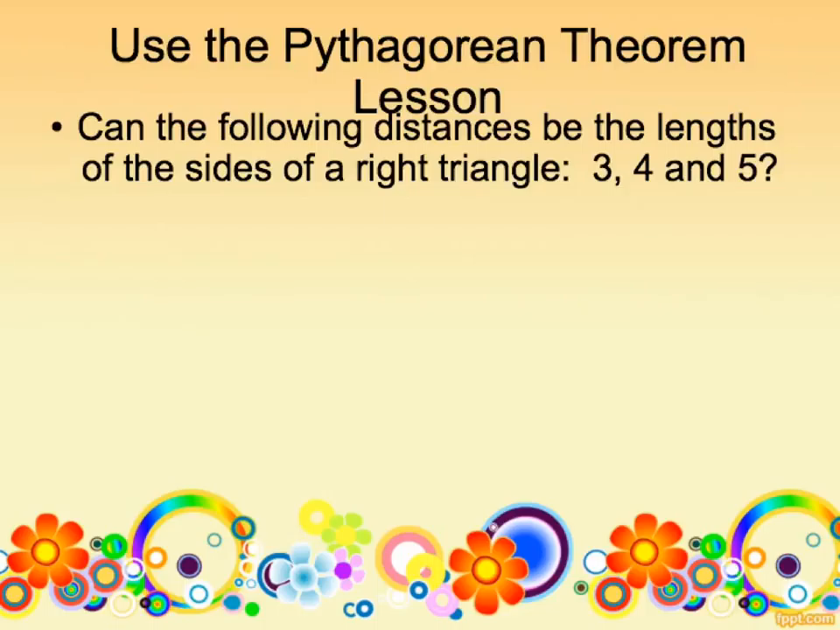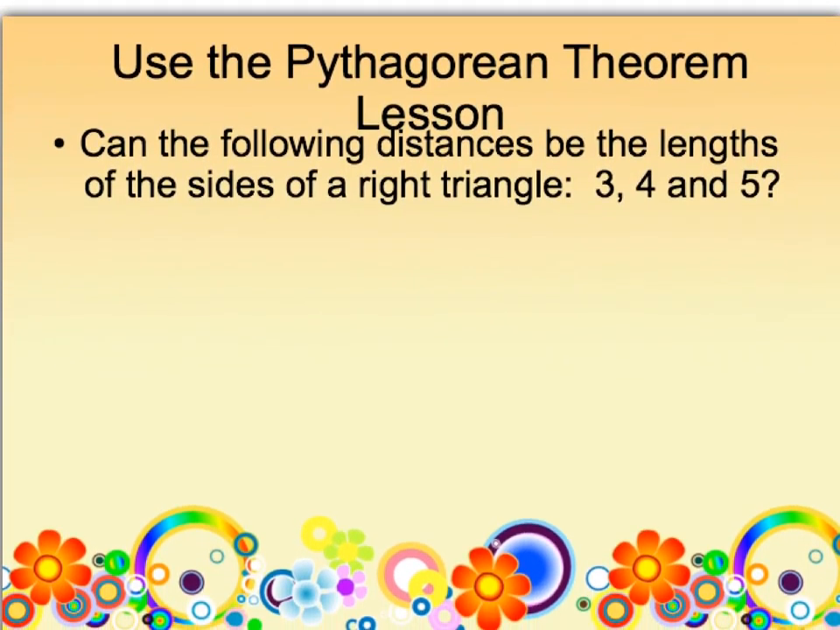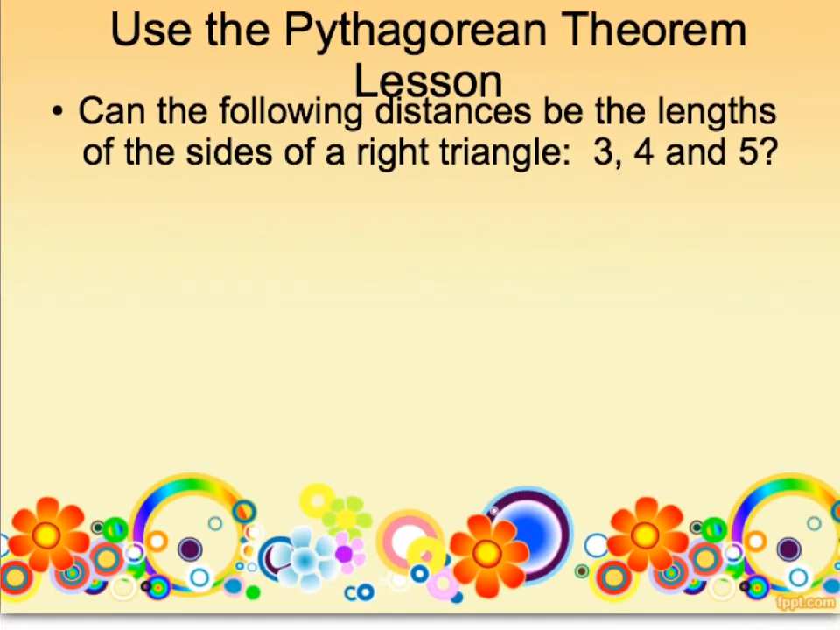Here's an example of how we use the Pythagorean theorem to determine if the lengths of three sides of a right triangle can be those given in this example. So you see that it asks, can the following distances be the lengths of the sides of a right triangle? Well, what we need to do is picture first a right triangle.